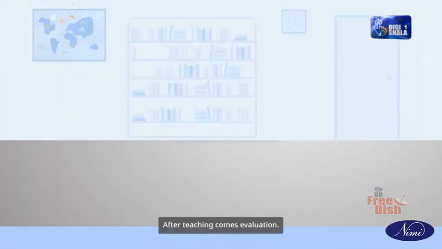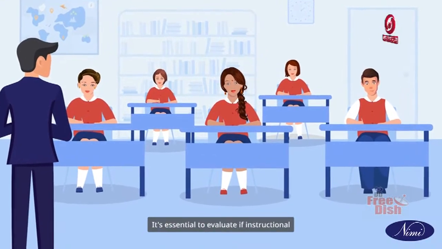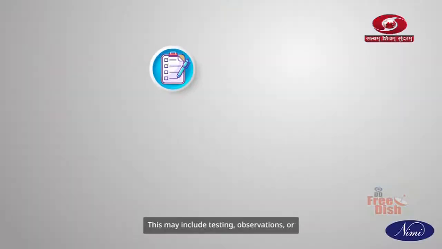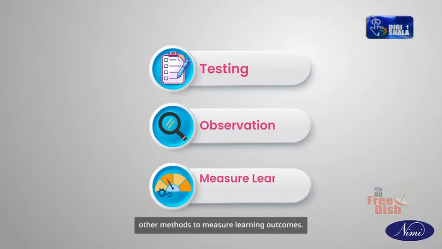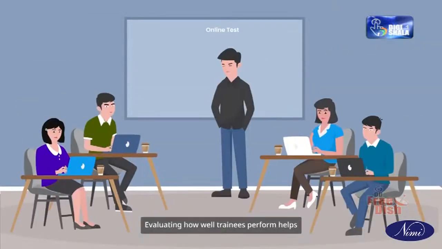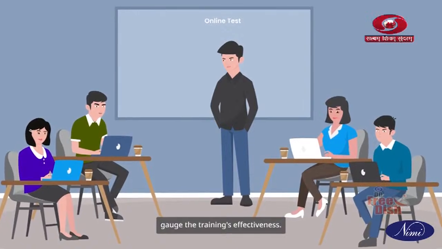Evaluation. After teaching comes evaluation. It's essential to evaluate if instructional goals were achieved. This may include testing, observations, or other methods to measure learning outcomes. Evaluating how well trainees perform helps gauge the training's effectiveness.